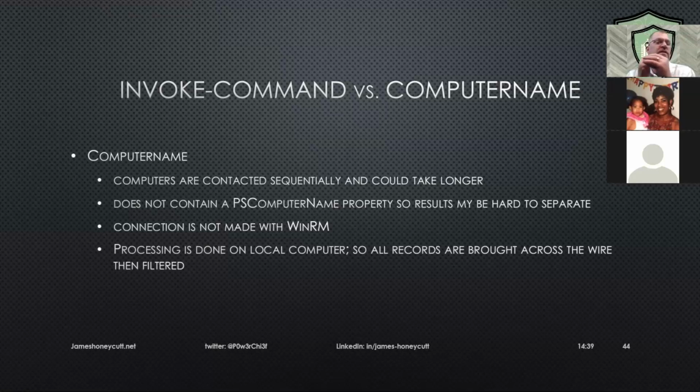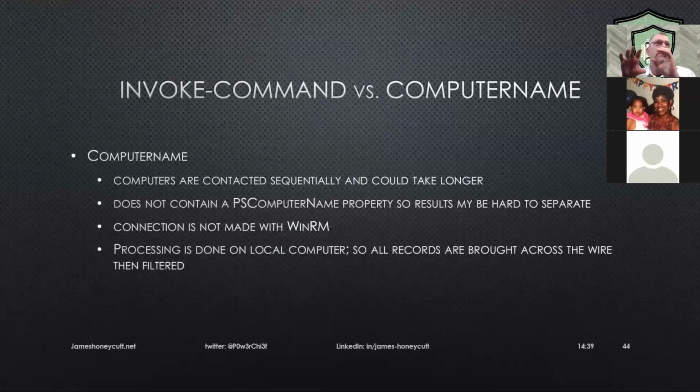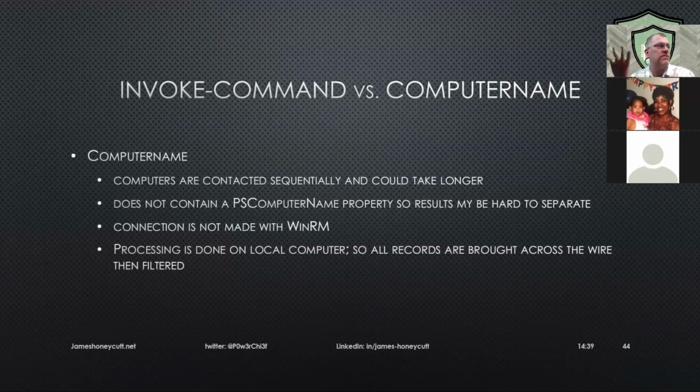But just know that if you use tac computer name, it's going to do it sequentially. So you're going to run this get service tac computer name, and you're going to list out, let's say 3 computers. It's going to go get the service from the first computer, bring back the results, then go to the second one, bring back the results, go to the third one, then bring back the results. So it's doing it sequentially, one at a time. Whereas if you use invoke-command, it's going to send the request out to all 3 of them at once, and then just bring back the results as they come in.